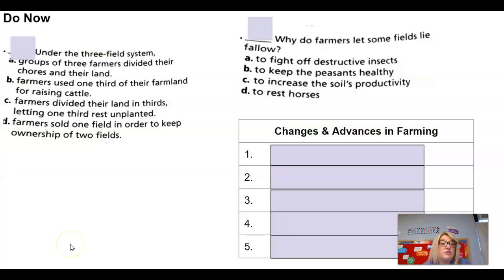So this is your do now. Under the free, I already started it. You're going to answer these two multiple choice questions from Friday, and then you're going to give me 5 changes and advances in farming. This is actually a web diagram on Friday, but I made it easier for you. I just made it boxes. So go ahead and pause the video and fill that out.